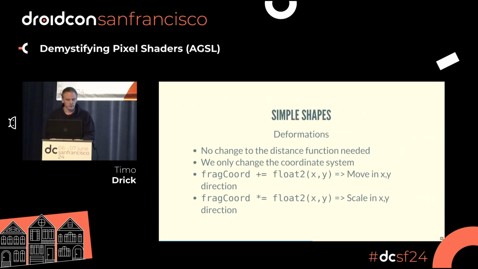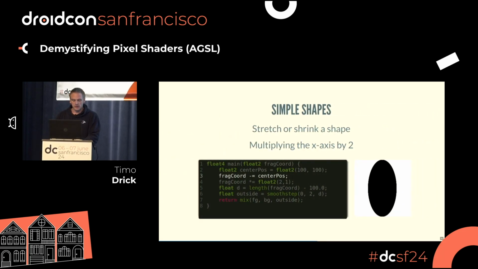Another possibility to do some things with the shapes is deformations. Therefore, we do not change the distance function itself. We only change the coordinate system. So, for example, when we want to move our shape in the x or y axis, then we just have to add x or y values to our coordinate system. We can also do scaling by multiplying by a factor. And here you can see a sample.